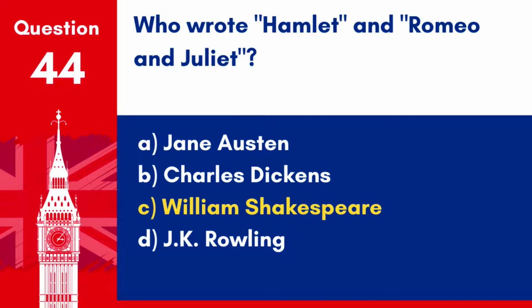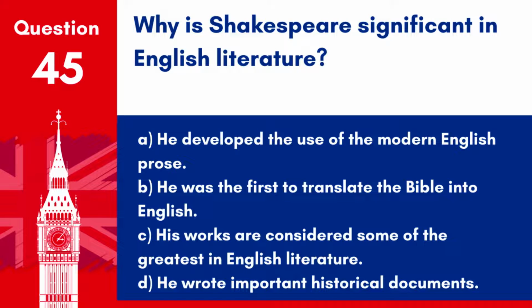Answer: C. William Shakespeare. William Shakespeare wrote Hamlet and Romeo and Juliet, which are significant works in English literature. Question 45. Why is Shakespeare significant in English literature?